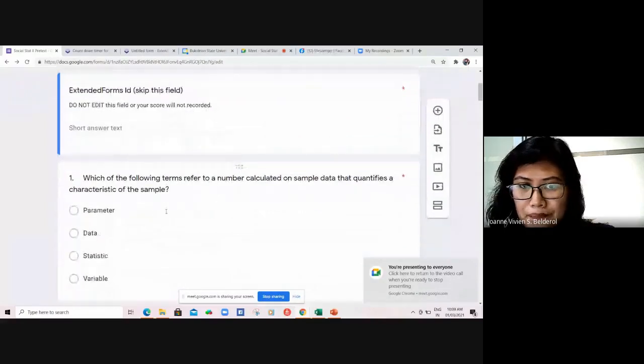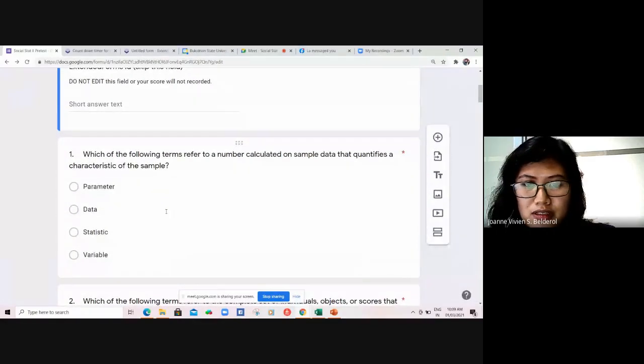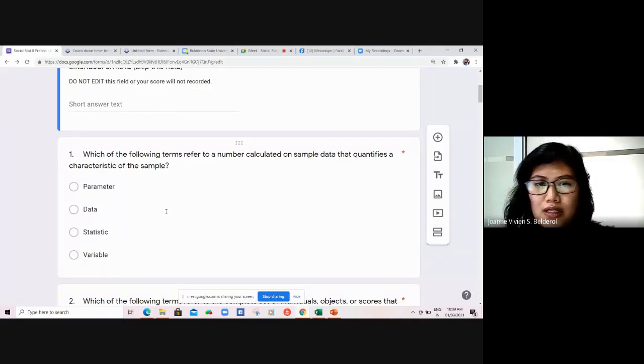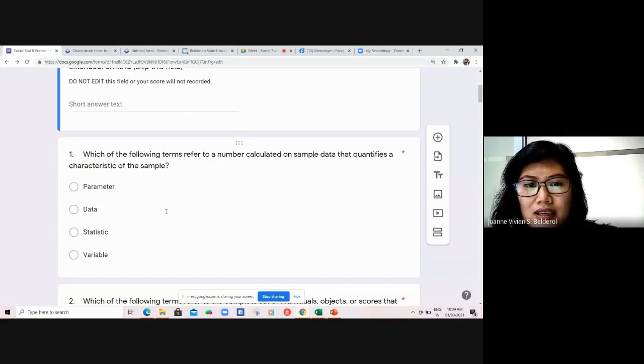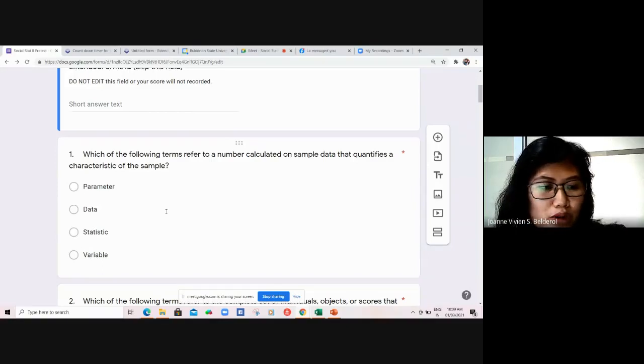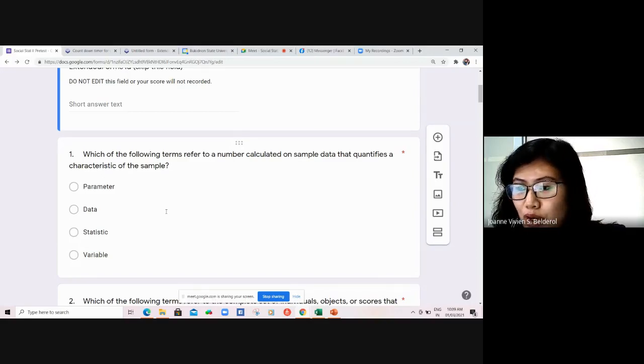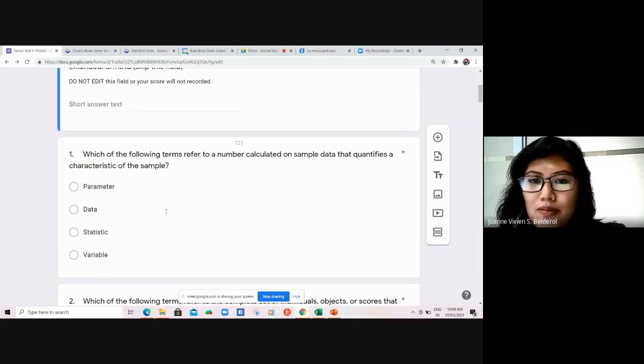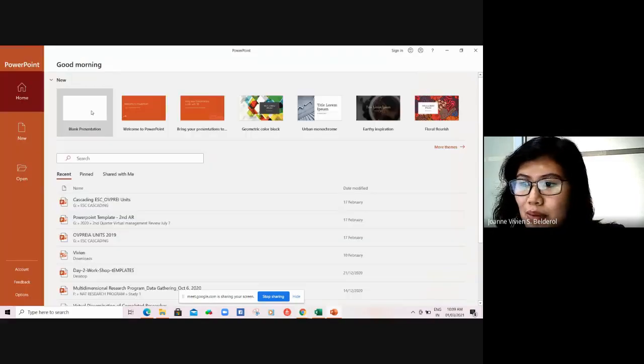First, which of the following terms refer to a number calculated on sample data that quantifies a characteristic of the sample? So we have two words first, population and sample. Can anybody remember what's the difference between population and sample?